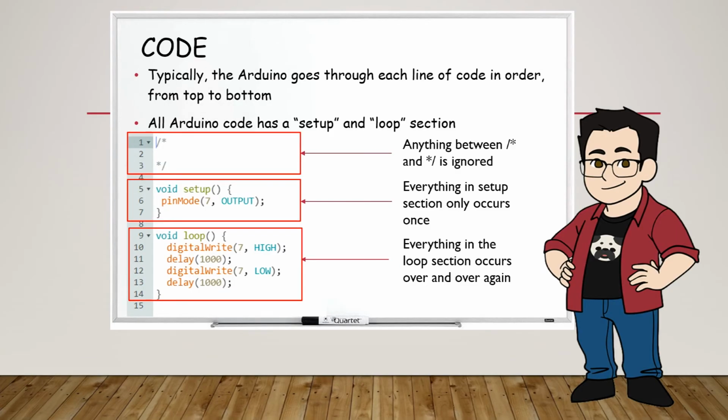Typically, the Arduino performs each line of code in order from top to bottom. Now let's take a look at each line of code and understand what's going on. Anything between those slashes and stars in lines 1 through 3 is ignored and used for commenting and taking notes. We'll talk about this later. At the very minimum, all Arduino code has a setup and a loop section. Everything in the setup section only occurs once, right after the Arduino first powers up or right after it's programmed. Everything in the loop section occurs over and over again.